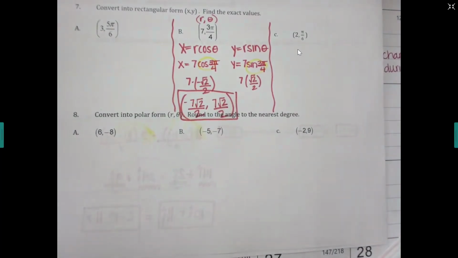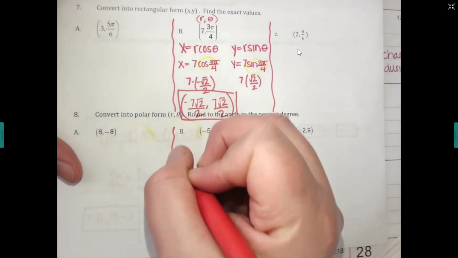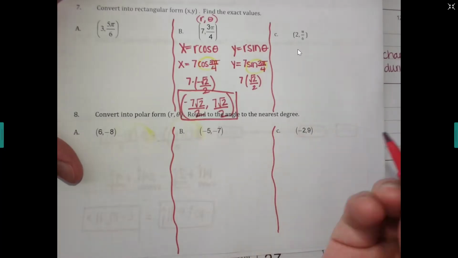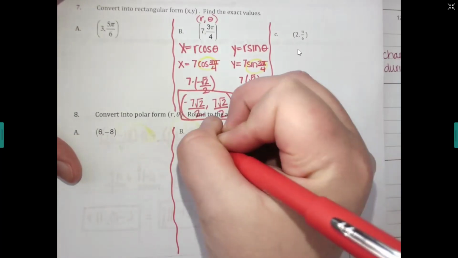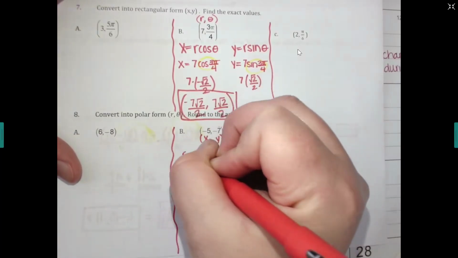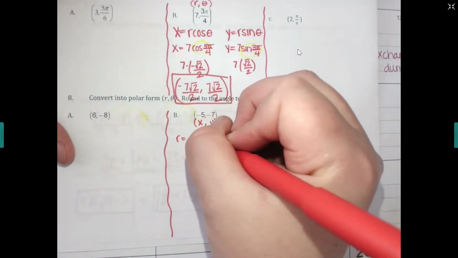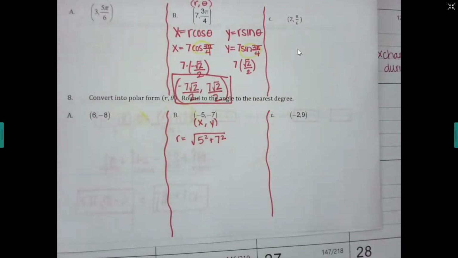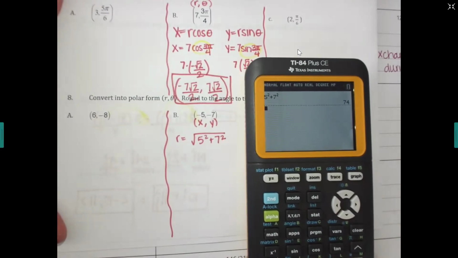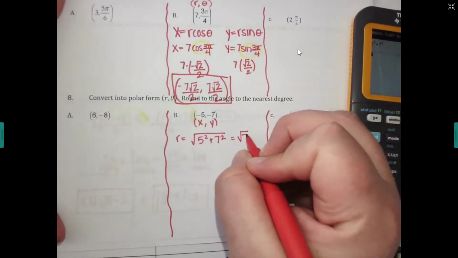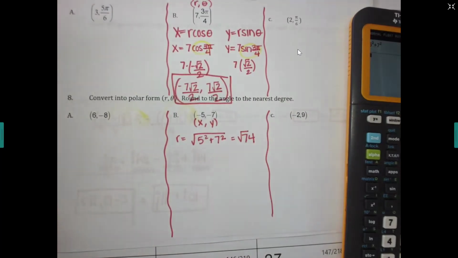All right, the other thing you'll be expected to know how to do is to go the opposite direction. So for that, we're going to do letter B right down the middle. The first thing that you're going to do is find the r. So this is an x comma y. To turn that into an r, we're going to find the magnitude. Remember for this, you're going to leave it as a square root unless it comes out perfect. So if I type 5 squared plus 7 squared into my calculator, that gives me 74. And then 74 cannot square root evenly. So I'm just going to leave it like that.